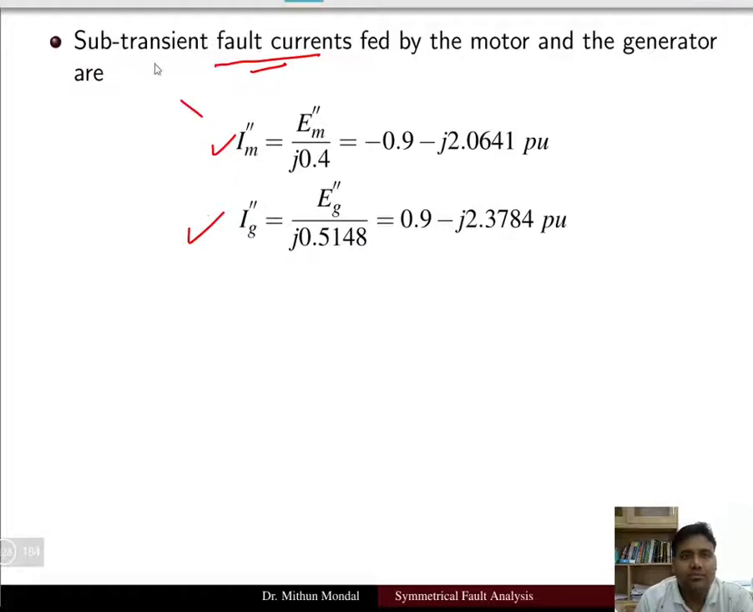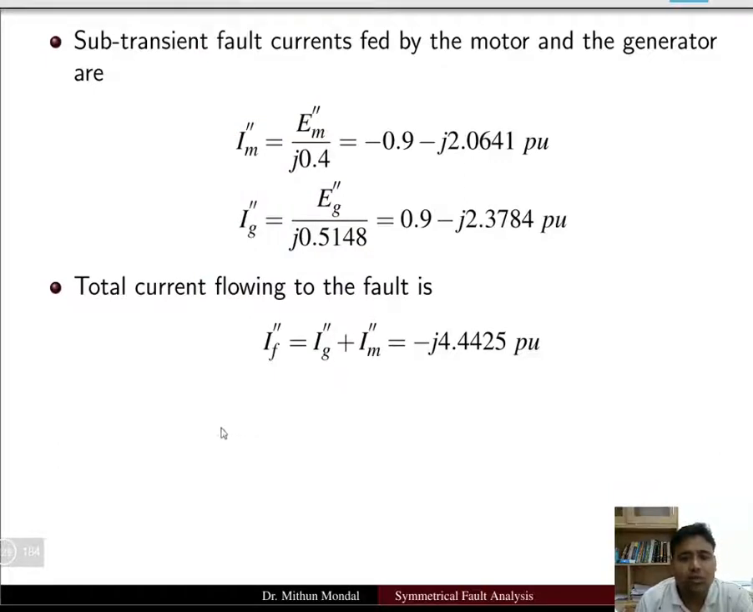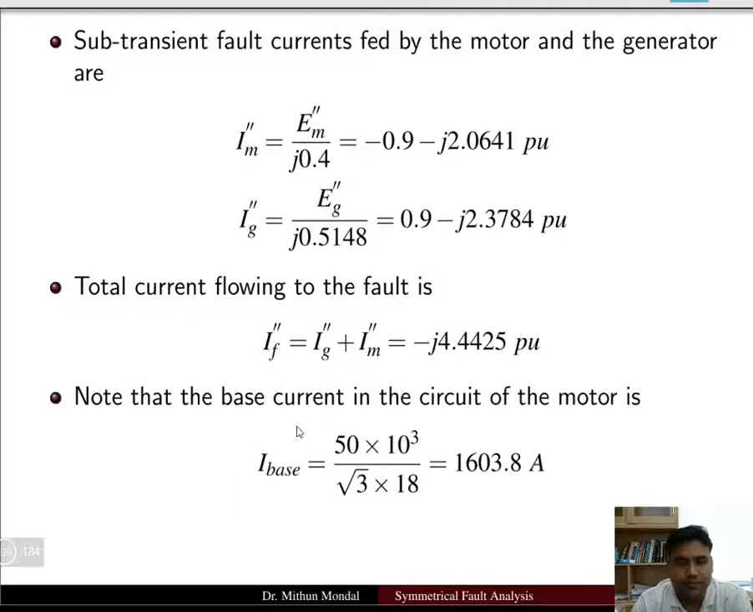And here the subtransient fault current is being calculated as the ratio of the subtransient voltage divided by the reactance. So when we are using a motor, we take the motor reactance. Whenever we are using a generator, we take the generator reactance, and we calculate the fault current for both the motor and the generator. Then the total fault current will have one component from the generator end and one from the motor end. So the fault current will be the sum of the generator current and the motor subtransient fault current.